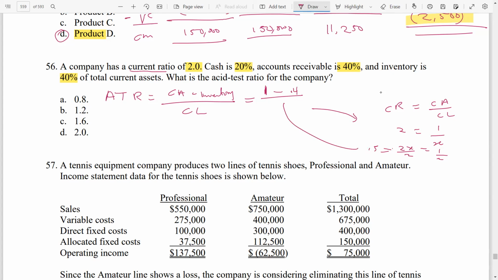So current liabilities is 0.5. We are going to have 0.6 divided by 0.5, and the answer is 1.2. So the correct answer for the acid test ratio is 1.2, which is B. We're going to highlight B, correct answer 1.2.